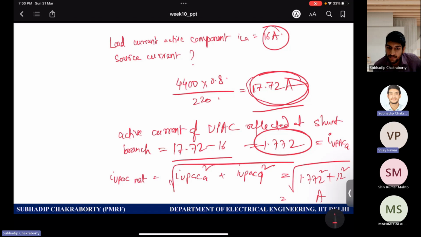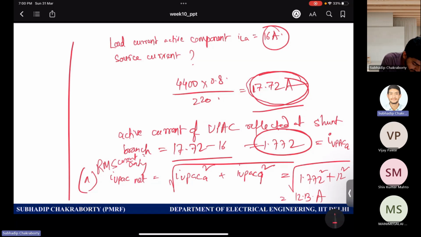Yes, sir. 12.13. Yes, how much is the answer? Net current? 12.13. Okay. And then this is part A. RMS rating, current rating I can tell.